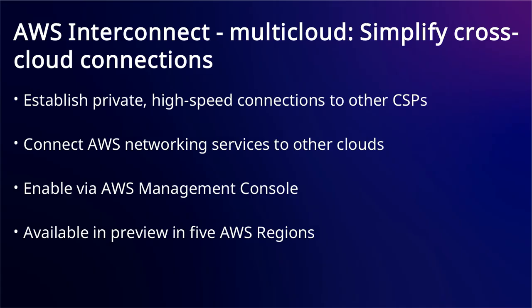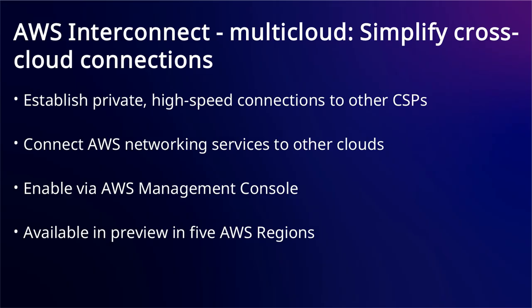Managing connections between multiple cloud providers has been complex and time-consuming. AWS Interconnect, multi-cloud solves this by providing a purpose-built solution for connecting AWS to other cloud service providers, CSPs. You can establish private, secure connections between your Amazon VPCs and other cloud environments, reducing complexity and setup time.